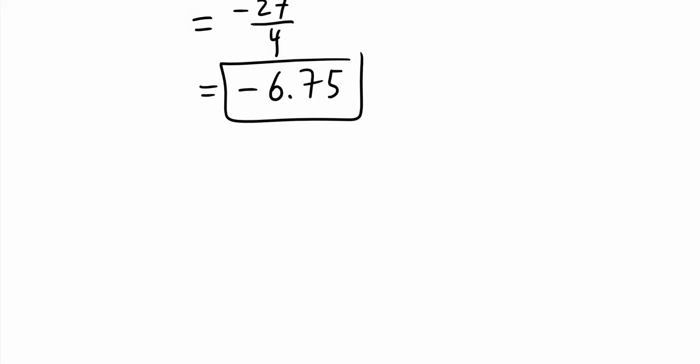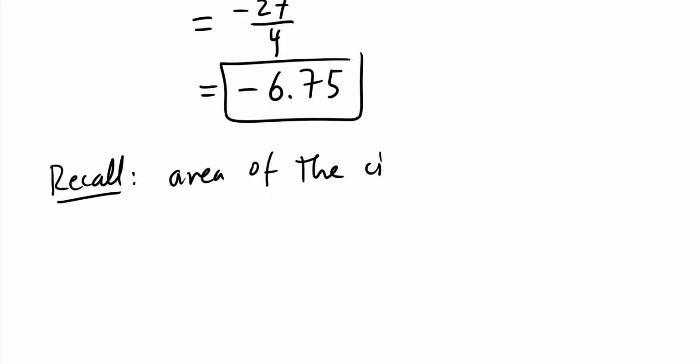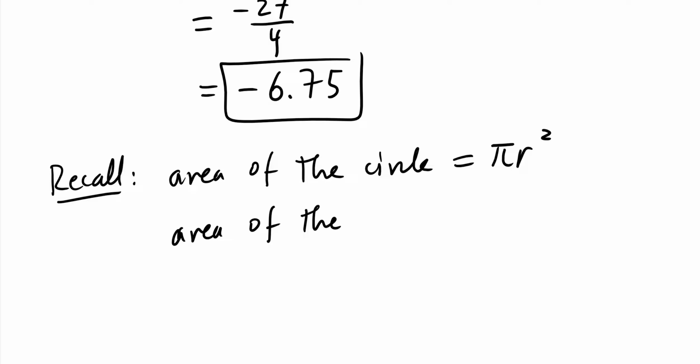So now, how do we apply this integral? Where do we apply them? Let's recall the area of the circle. Area of the circle is given by pi r squared, where r is the radius of the circle. And the area of a semicircle, in that sense, is 1/2 of that, 1/2 pi r squared.